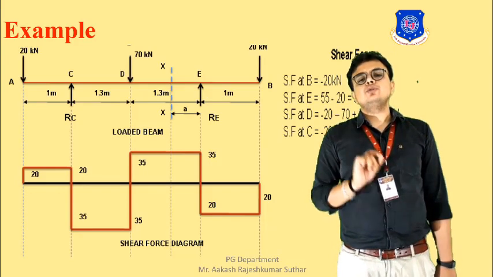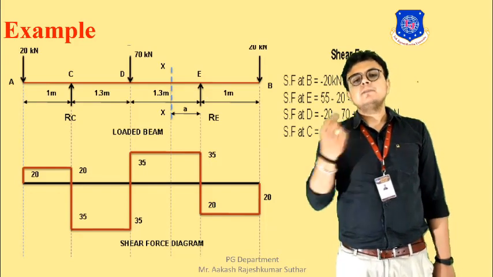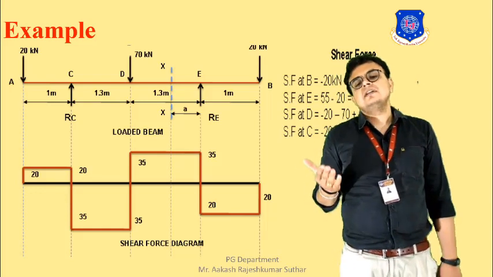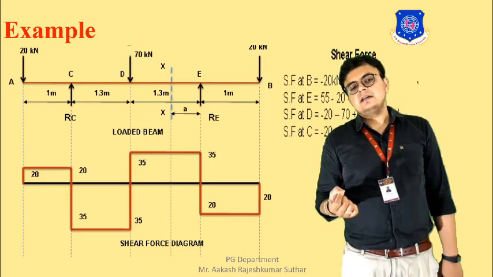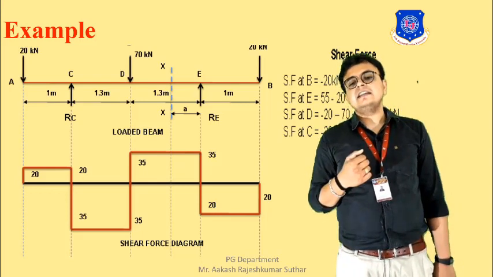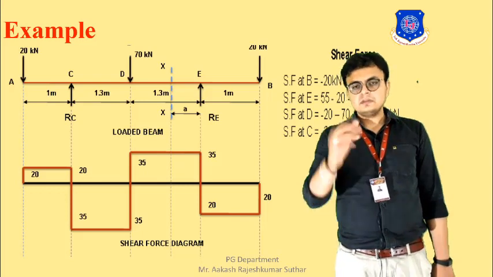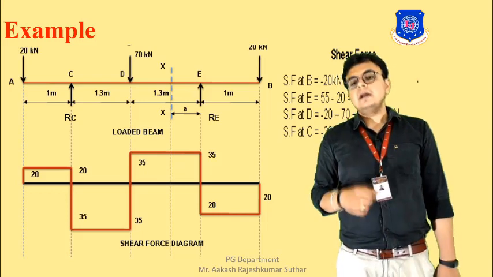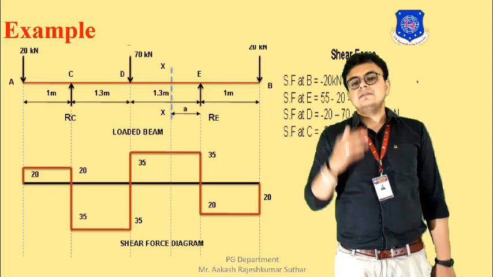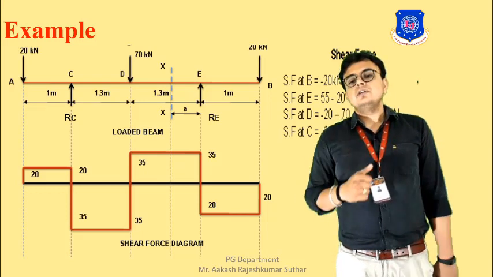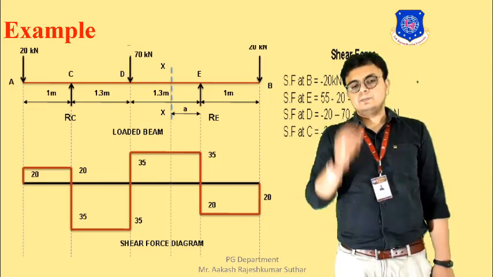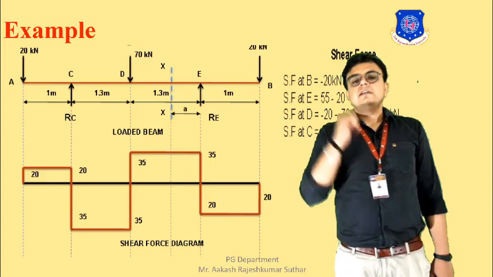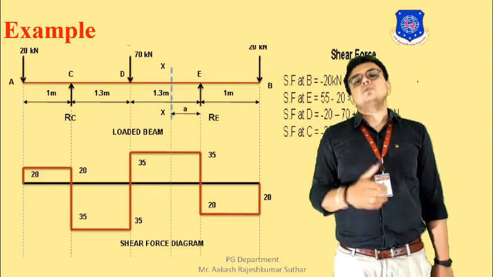After that, we have to move towards point D. So again, there will be no loading between C and D, so it will be constant. And at point D, the shear force that we are getting is 35. Okay. So again, we will be reaching to 0. But after that, we know that there is a loading of 70. So plus 35 minus 70. So ultimately, we will be getting the negative shear force, that is equal to 35.